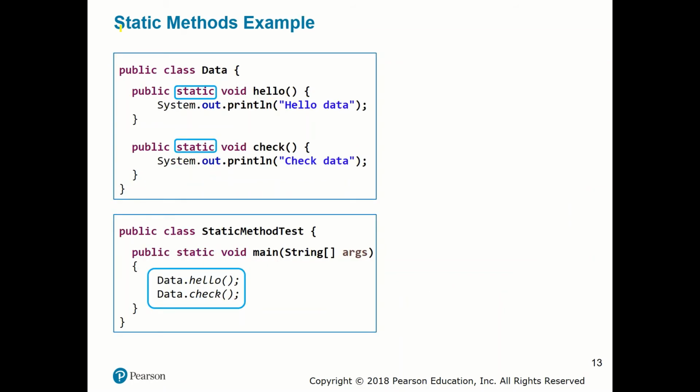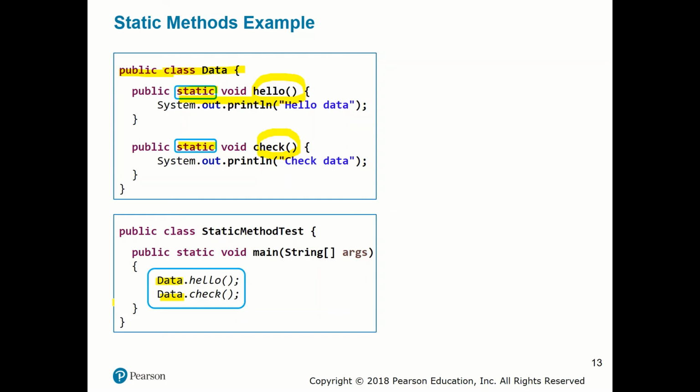Let's see this example. Public class data has two methods, hello and check. As you see here, both are declared as static, right? Static. Okay. So in another class, the static method test, it has main method. In the main method, we call hello and check using class name like this. Is this okay for you?